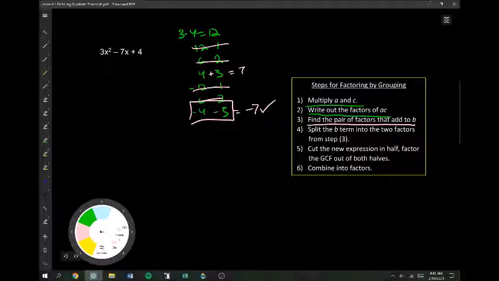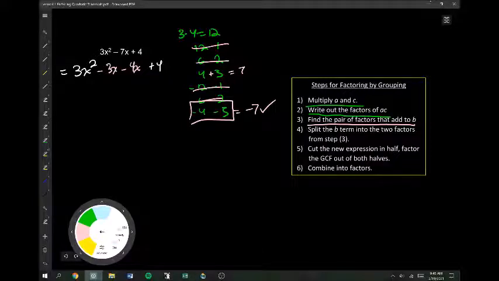Now here's the weird part, right? The 3x squared doesn't change, but the negative 7x is going to become a negative 4x minus a 3x. And just to make this a little bit simpler, I'm actually going to flip the order I write those in. You can write those in whatever order you want. I'm going to do the negative 3x first, and then the negative 4x after it. And the plus 4 is still here. The reason I flipped those was to make this factoring obvious. You'll see in a second what I mean by that.